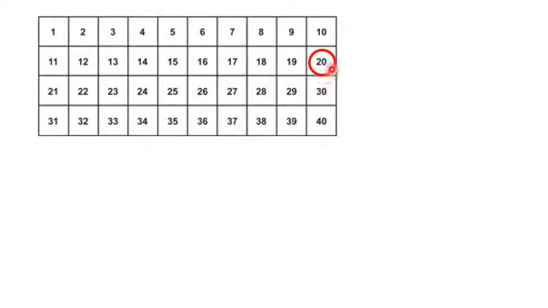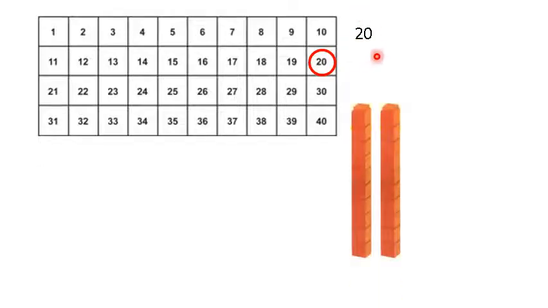Now we have 20. 20 is 2 and 0. Now 2. Is that 2 red rods or 2 blue blocks? Well, remember that 20 is 10 plus 10. So it's 2 red rods. That's right, 2 red rods.